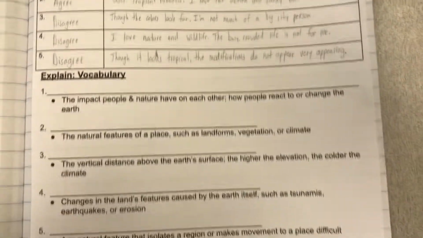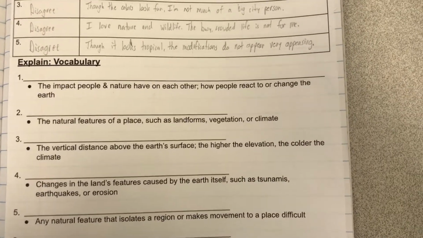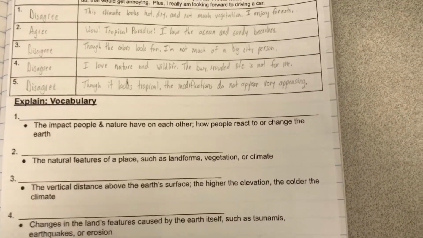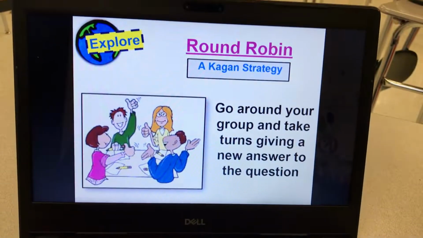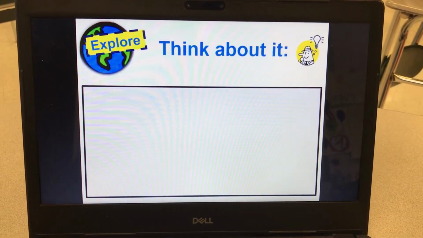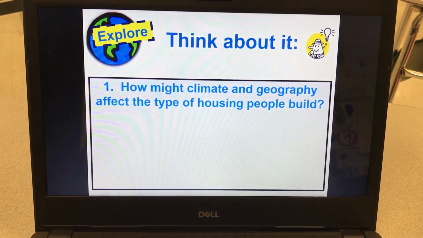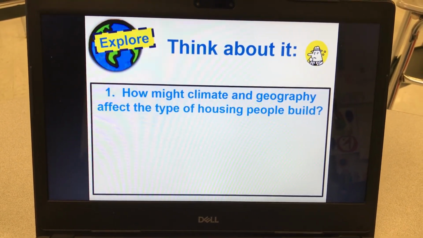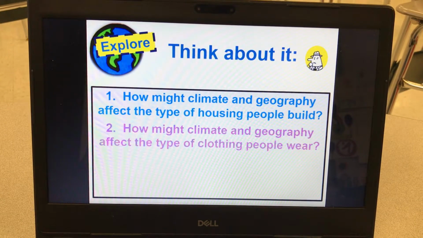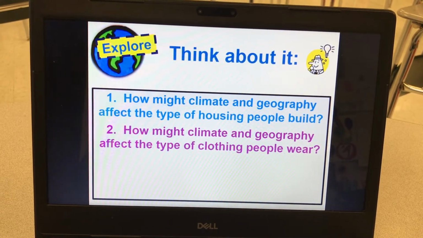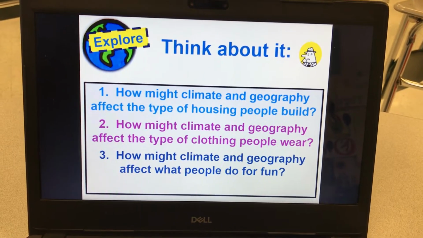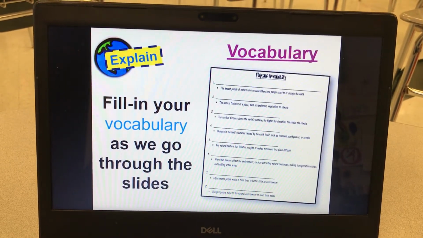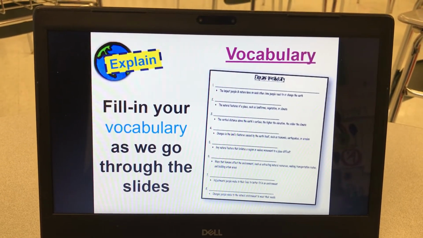So what we're going to do here next is take a look at some vocabulary words, and we're going to be writing down the word, and then it's giving us the definition. So what we're going to do is think here, how might climate and geography affect the type of housing people build? How might climate and geography affect the type of clothing people wear? And how might climate and geography affect what people do for fun? So we're going to fill in this vocabulary sheet as we go.